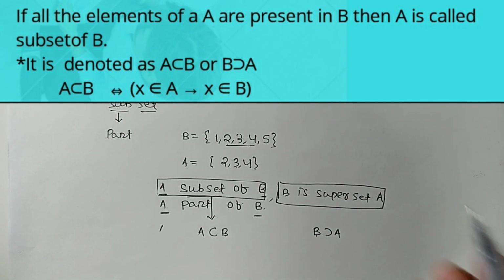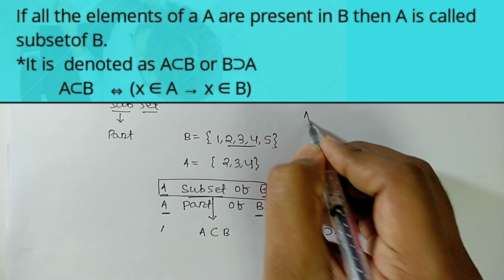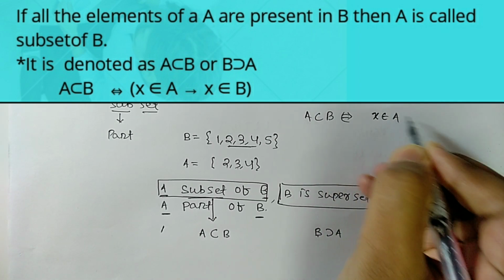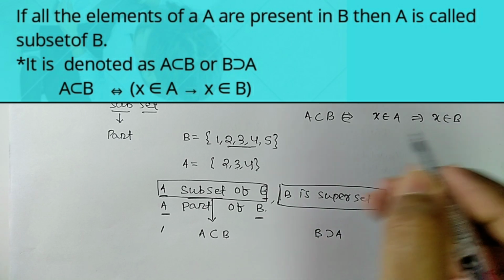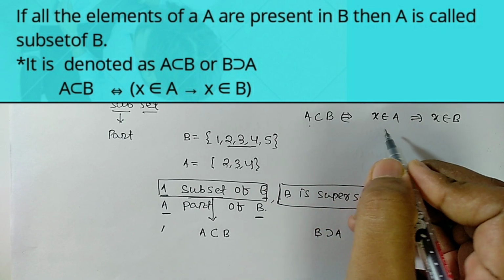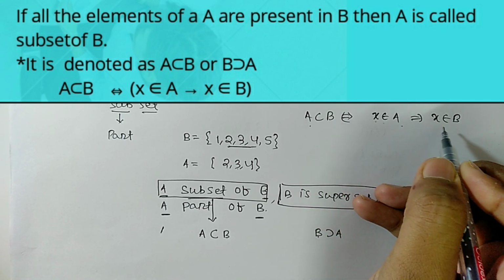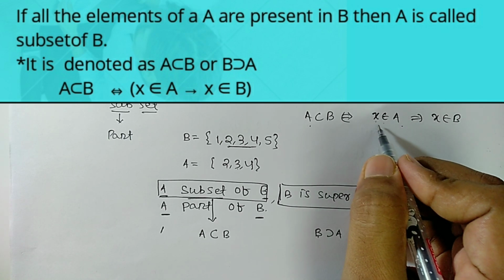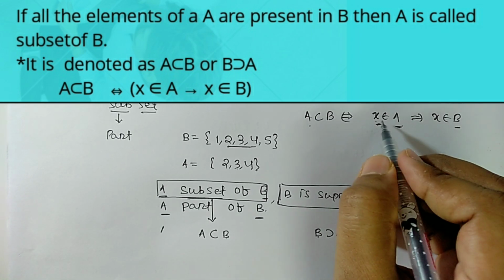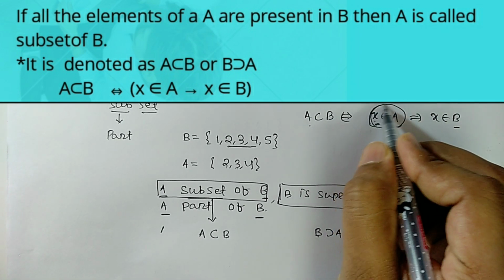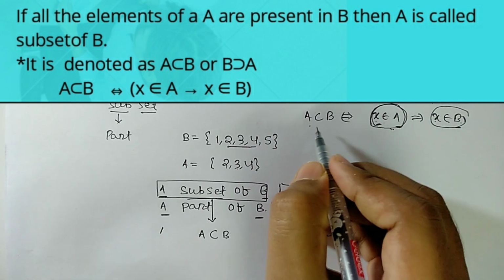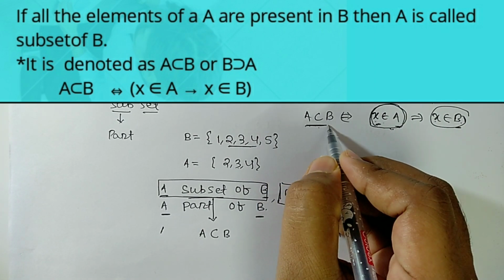The definition of the subset, symbolically, we can write: A subset of B if and only if x belongs to A implies x belongs to B. That means A is a subset of B only when x belongs to A and that implies x belongs to B. The element x which is present in the set A must be present in the set B. Then obviously A will be a subset of B.